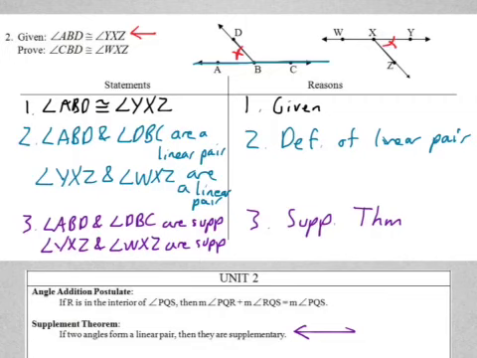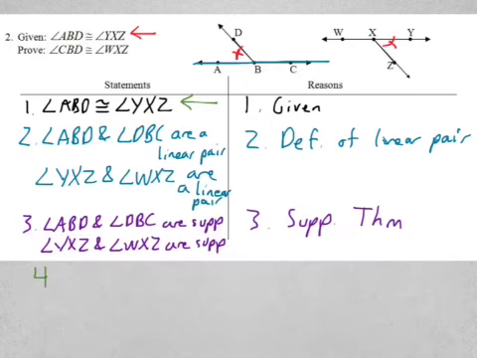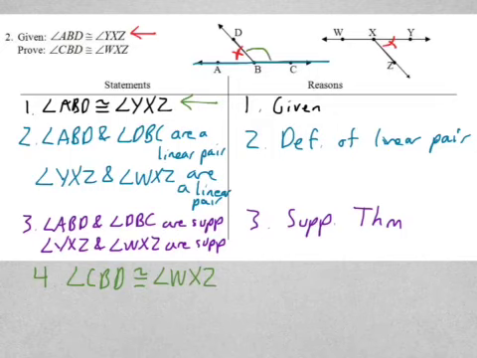At this point, if I move this up just a tad, now we can use the theorem we were looking for. The angles supplementary to the same angle or congruent angles are congruent. We have established that those two sets of angles are supplementary, and they're supplementary to angles that are congruent. Going back to statement 1. Okay, so let's just finish this baby out. From here, we can conclude the angle CBD is congruent to angle WXZ. Right there and right there.